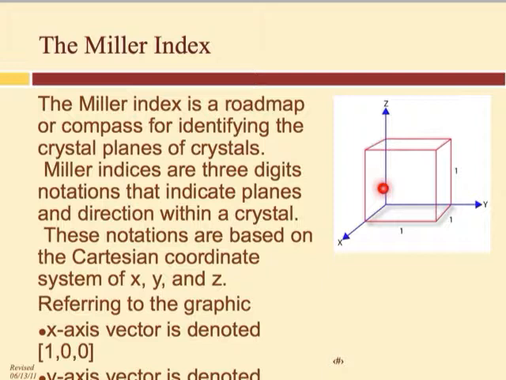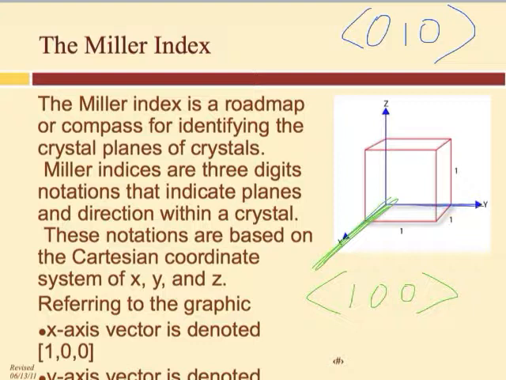What do I mean by that? If I have a 1, 0, 0, that's the X direction. And if I have 0, 1, 0, that's Y. Yeah, you're catching on, Gina. So what do you think Z is? 0, 0, 1. You guys are good, right? 0, 0, 1. That's this way.